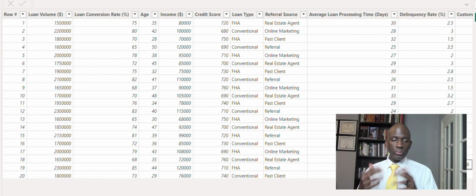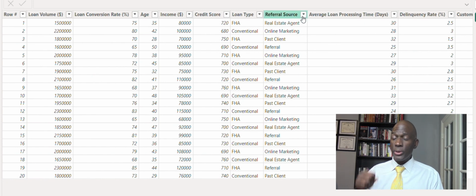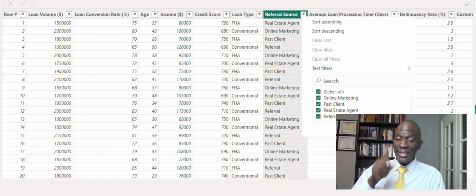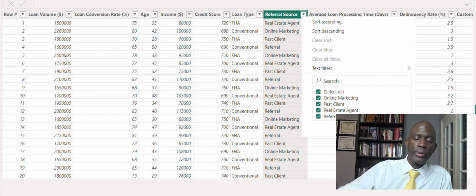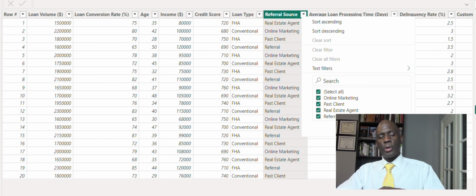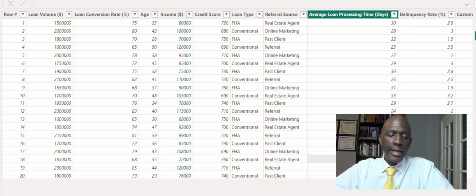So with that said, you want to keep track of that. Again, that is data, and data is data. In this particular case, we have several different referral sources. In the referral sources that we have here, we have online marketing, past clients, real estate agent, and referral in general, right?